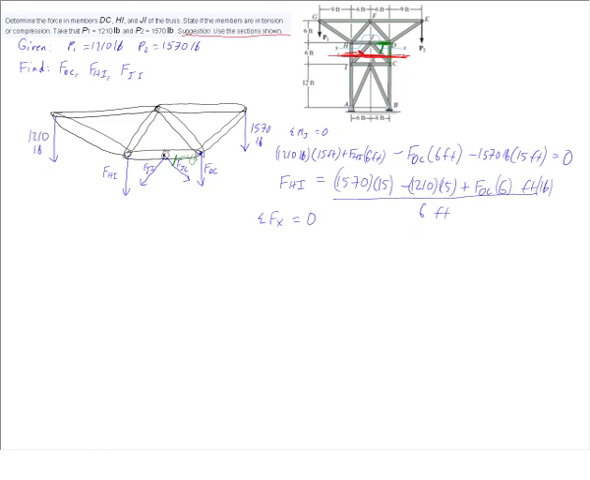So we're going to have that FJC times the cosine of 45 degrees minus FJI times the cosine of 45 degrees equals 0. Do algebra on that, and we see that FJC equals FJI. Okay, so that's a pretty simple equation for us.